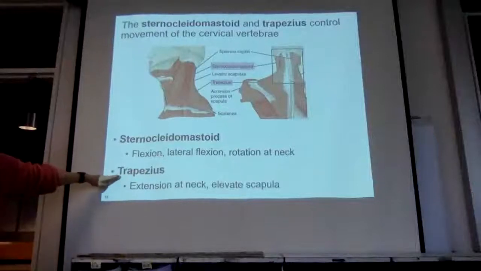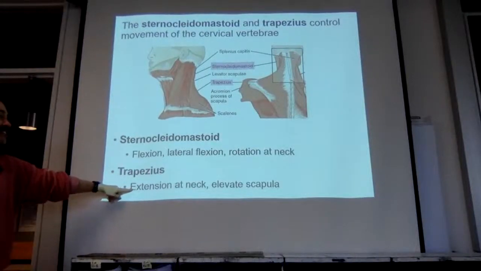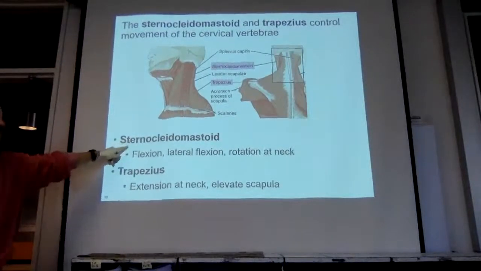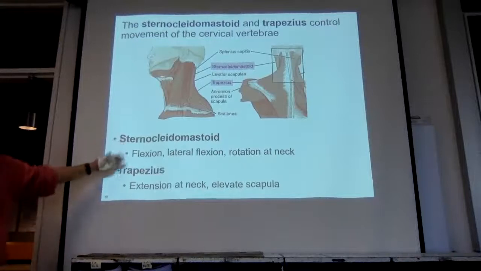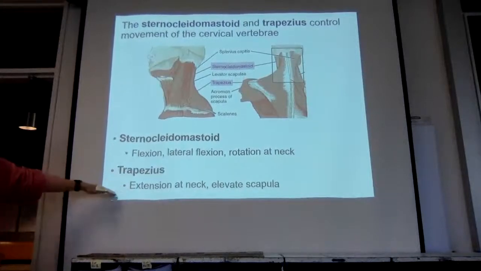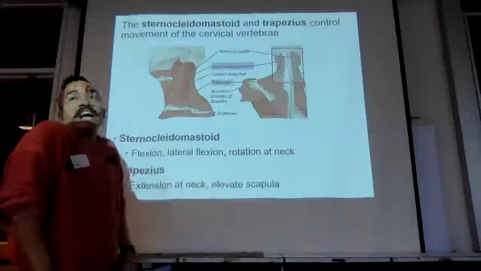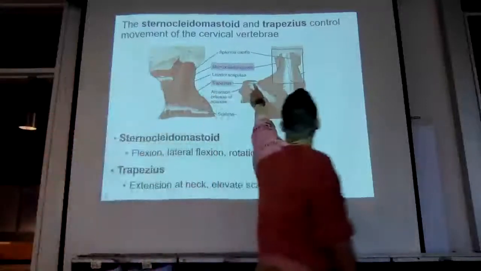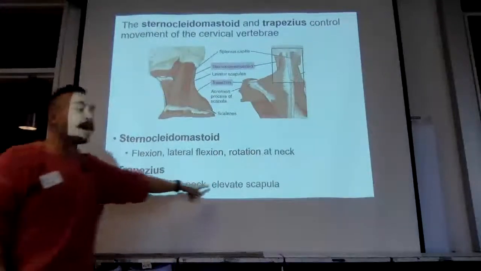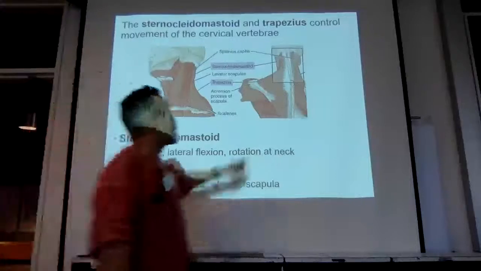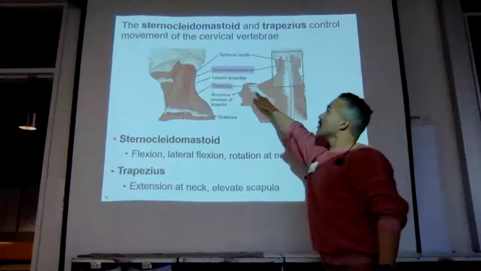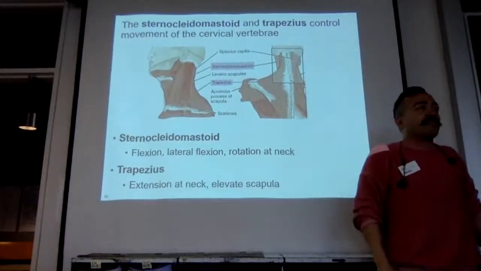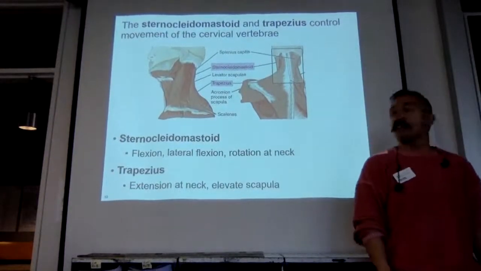Named after its shape, this is for extension. So the sternocleidomastoid is for flexion at the neck. Trapezius is for extension, so they are antagonists. They also help you elevate your scapula. You can see how the trapezius is attached to the spine, right here. Trapezius is attached to the spine, so if you want to do shoulder shrugs, that's your trapezius.